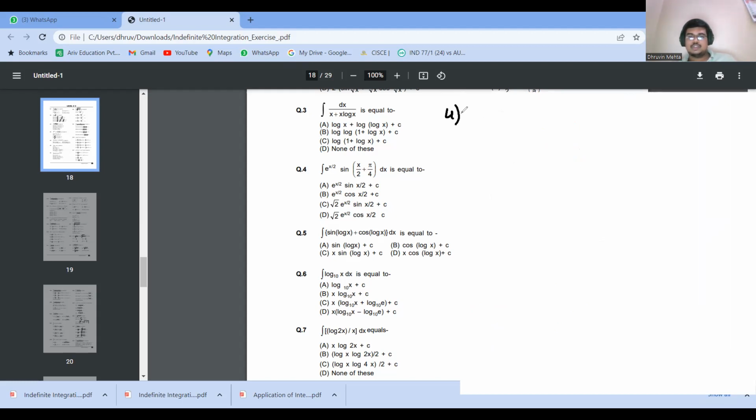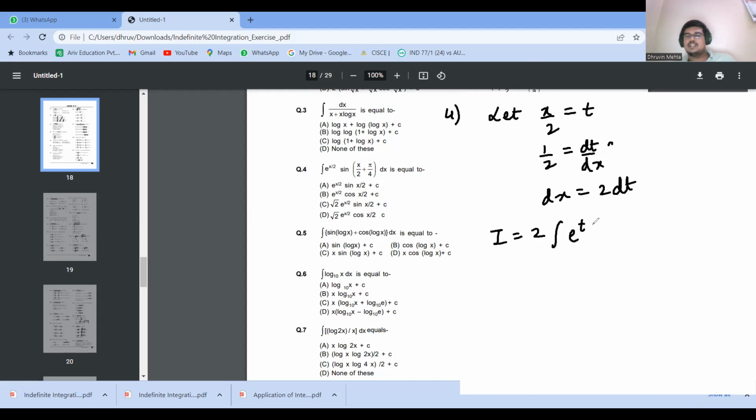So integration e raised to x by 2 sine of x by 2 plus pi by 4 dx. See, this looks almost like integration e raised to x into f of x plus f dash x. बहुत कम बाकी है. We'll have to use the compound angle formula and everything. But the first thing is, over here we should have x, guys. So let's do one thing. Let's remove x by 2. I'll substitute x by 2 as t. तो इसका डेरिवेटिव होगा half, which is dt by dx. So from here we will get dx is 2 dt. So the question becomes 2 times integration e raised to t sine of t plus pi by 4.